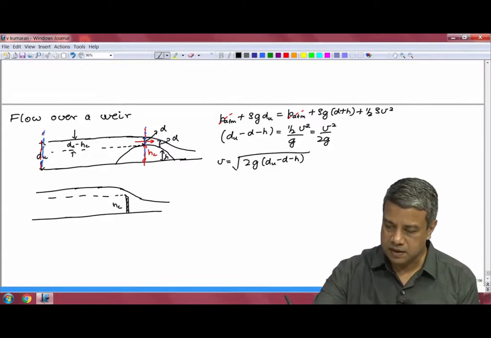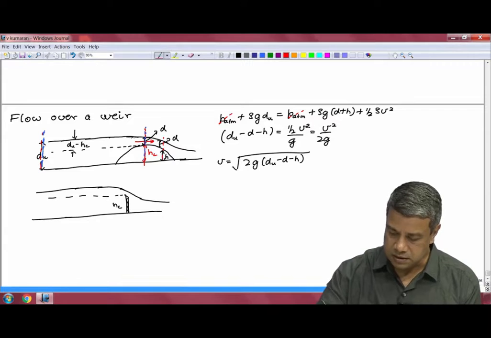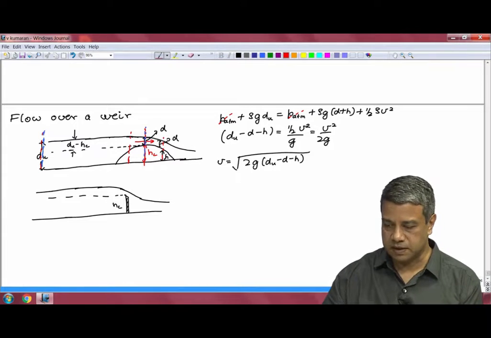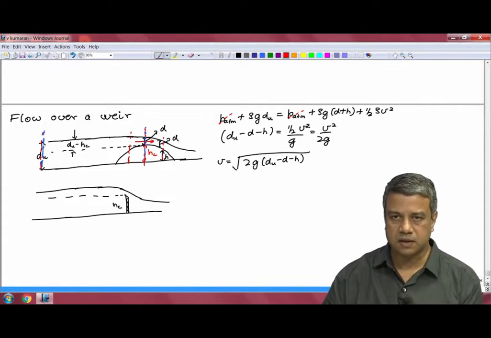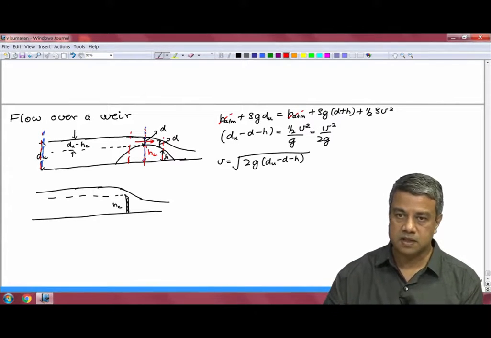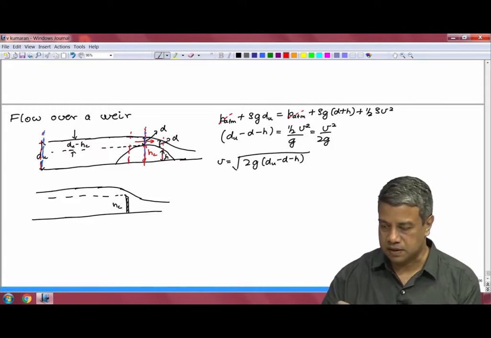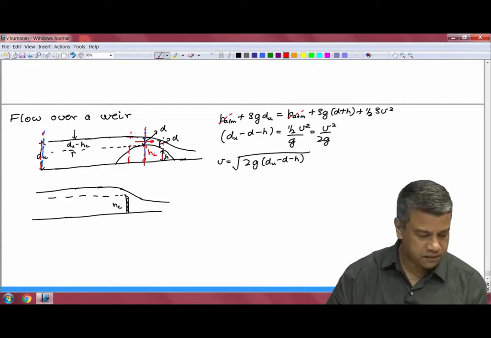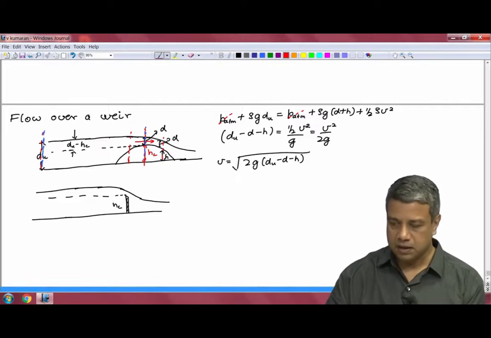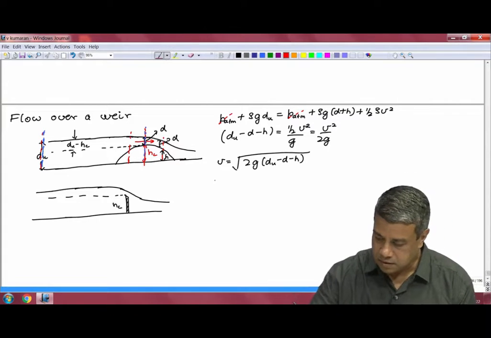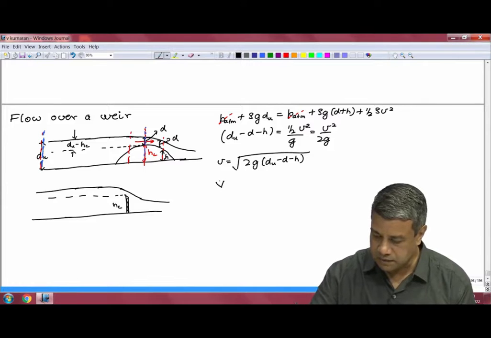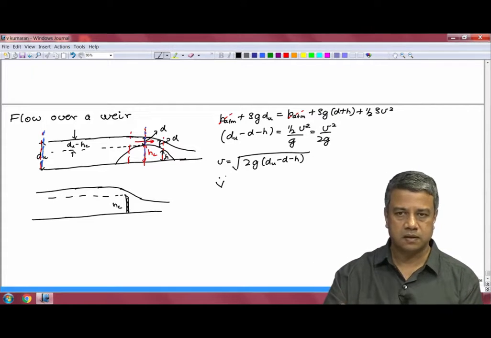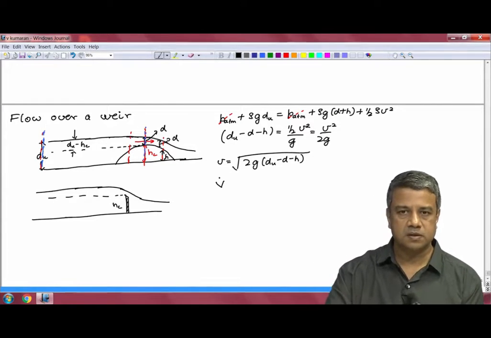This relationship is valid at any cross section, because I take the local depth d and the local height of the obstruction. The depth is measured above the obstruction. So, I take the local depth and the local height above the obstruction, and I get this relationship for the velocity. And the volumetric flow rate per unit area perpendicular to the plane.